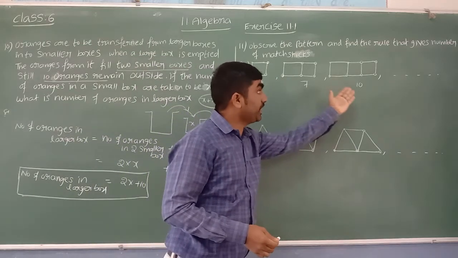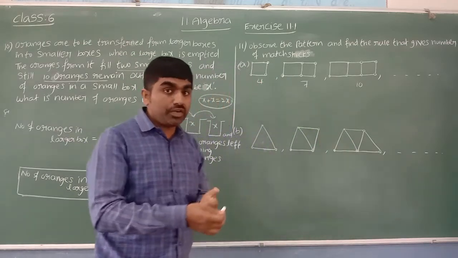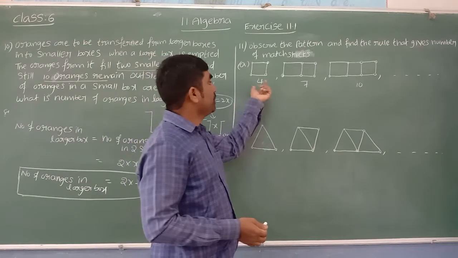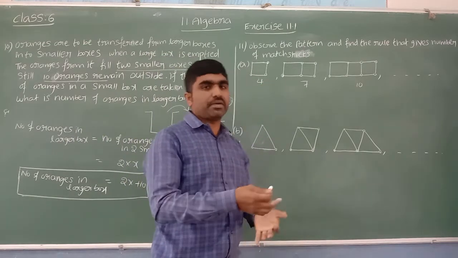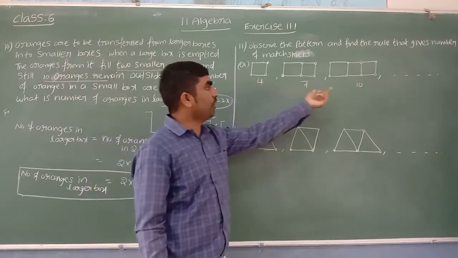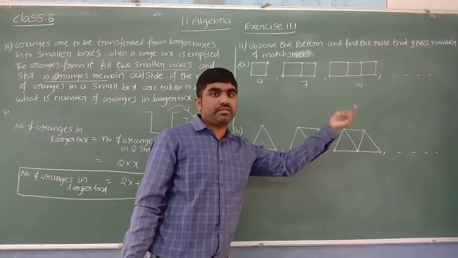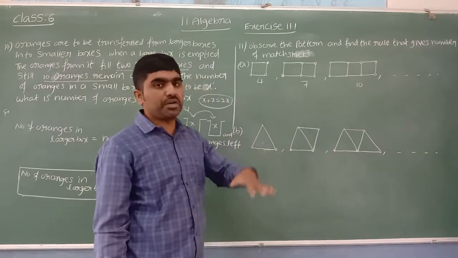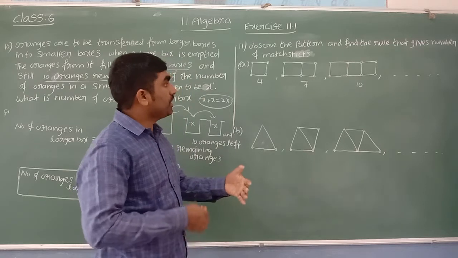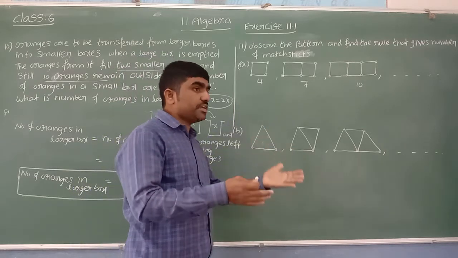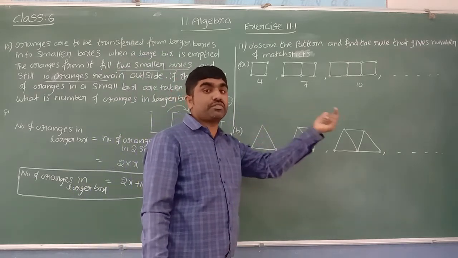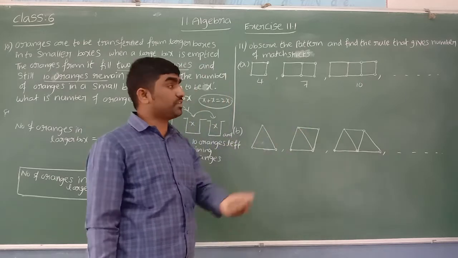4, 7, 10. These are the numbers. Now we need to identify the pattern by using these numbers. Are the numbers multiples of 2? No. Are they multiples of 3? No. These are not multiples of any number. Now think about it. By doing any changes, can I make multiples of 2? Can I make multiples of 3?